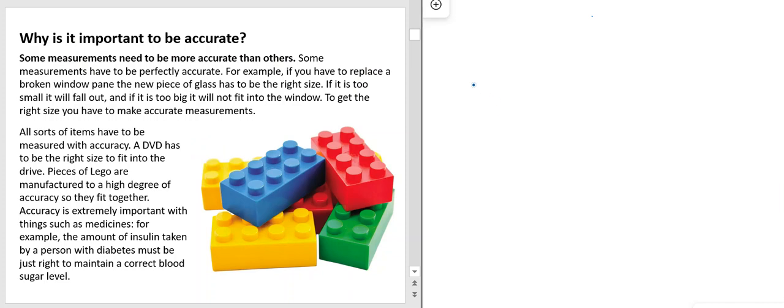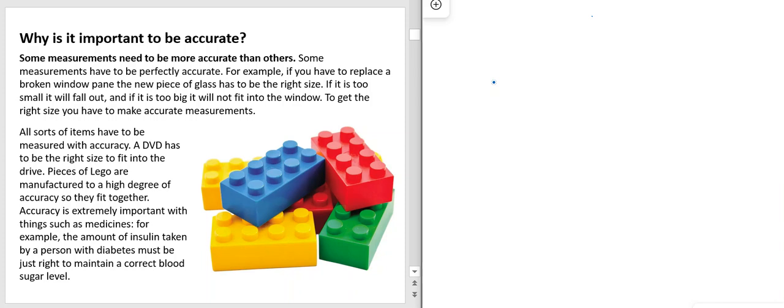So for example, if you have a window pane, something like this, and this window gets broken, you have to be able to accurately measure the dimensions of this window. If the new pane is too big, something like this, it's not going to fit in there. And likewise, if it was too small, something like this, it's not going to fit in there either. So your measurements in this case would have to be very accurate in order for the window to fit in properly. That's just an example.